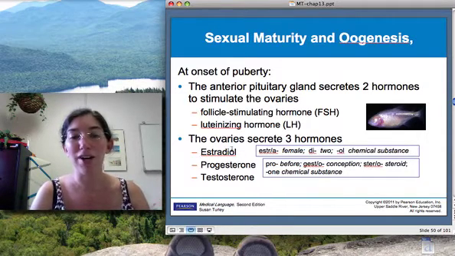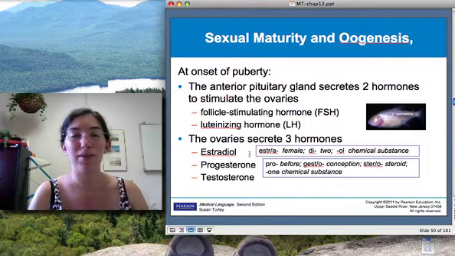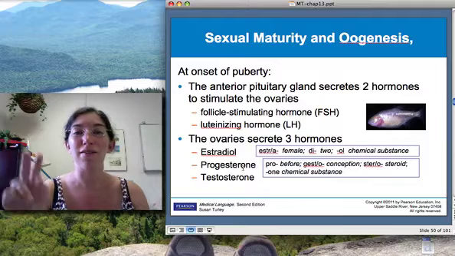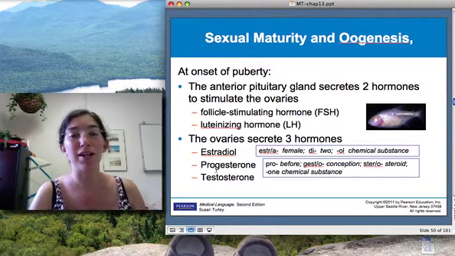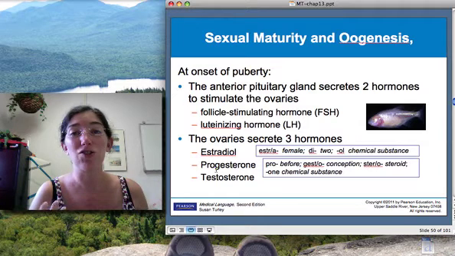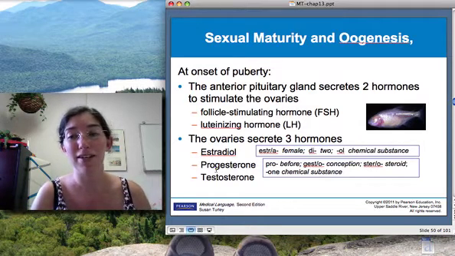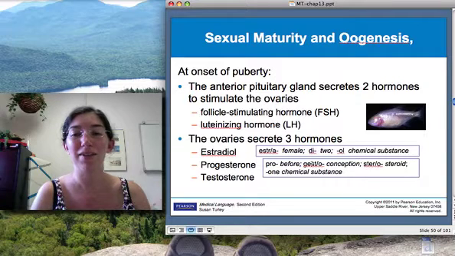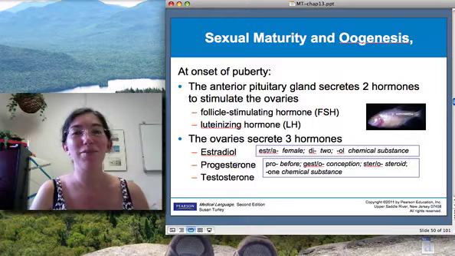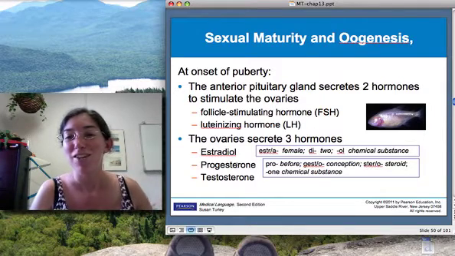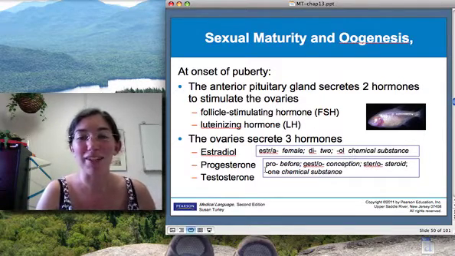So estradiol, which is closely related to estrogen, and progesterone, which is the pregnancy hormone, pro meaning before, and gestero, like gestation, pregnancy, or conception. Now I gotta look that up. Gestation means pregnancy, so I guess gestero can mean conception or pregnancy.